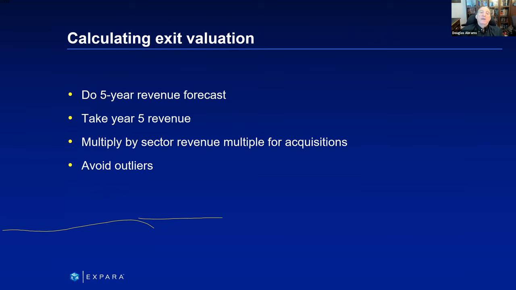So how to do that exit valuation. We do a five-year revenue forecast, which we already have in our pro forma model. We can then take our year five revenue and multiply by a sector revenue multiple for acquisitions, avoiding outliers. So some sort of average, or mean, or 75th percentile, or at least a justifiable basket of acquisition multiples. And then that'll give us our exit valuation. So for example, our five-year revenue forecast tells us that we'll have 100 million revenue in year five. In our sector, companies are typically acquired at 5x revenue. That means our likely exit valuation is $500 million.